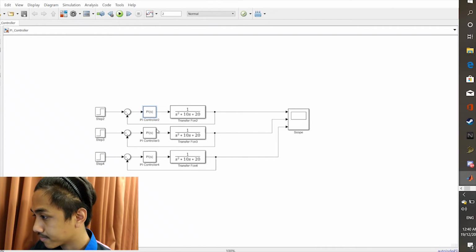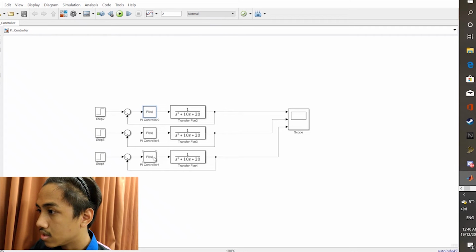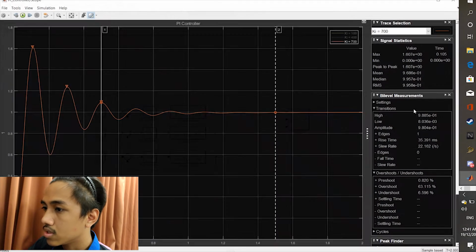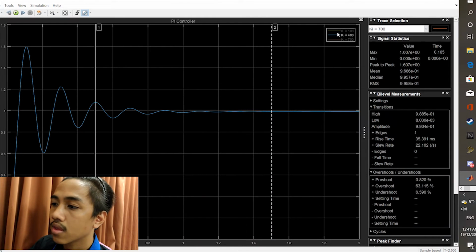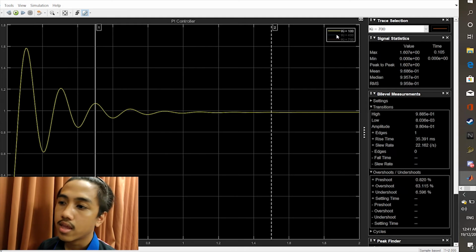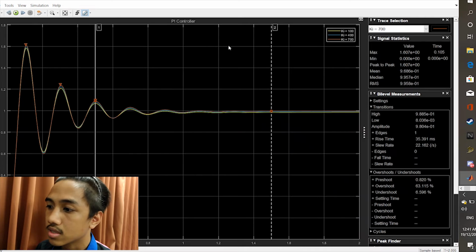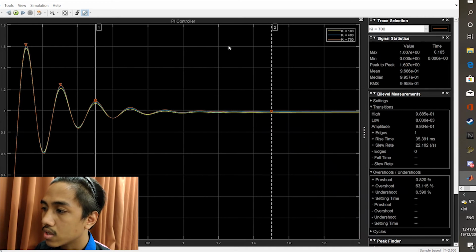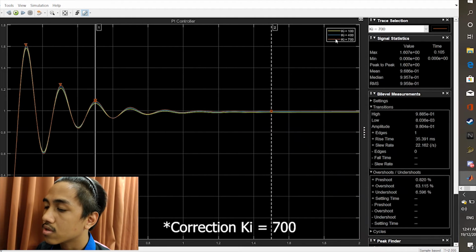So this is the graph for PI controller. In the PI controller, we add the integral to the proportional in order to eliminate the steady state error. As you can see, we already tested many values of KI to find the best value to eliminate the steady state error. So we will choose KI equals 70 because this value will eliminate the steady state error.